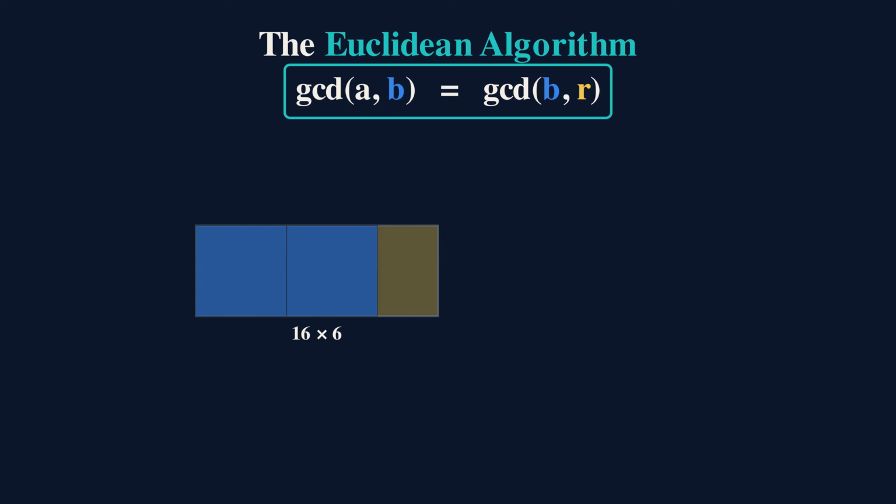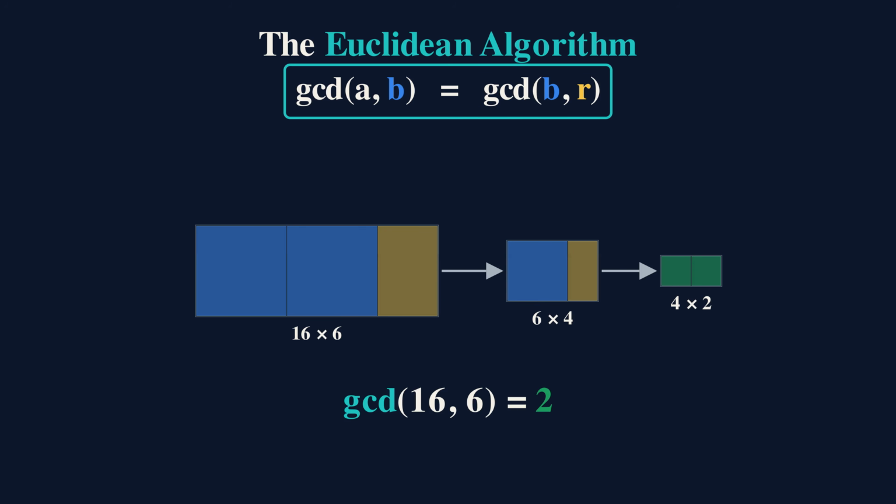16 by 6, 2 squares and a leftover strip. And that leftover is the next floor down, 6 by 4. And its leftover, smaller still, 4 by 2. And 4 by 2 fills perfectly with 2 by 2s. No leftover at all, so the chain stops right here. The square that finished it, 2 by 2. So the greatest common divisor of 16 and 6 is 2. 2,000 years old and still the one we reach for. That's the Euclidean algorithm.